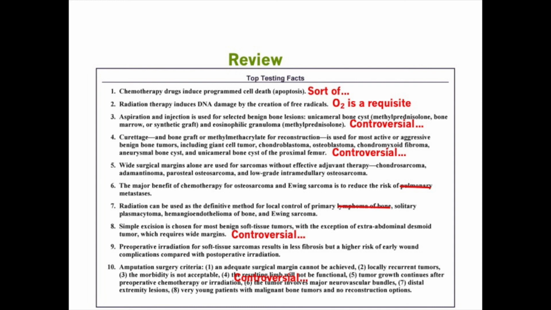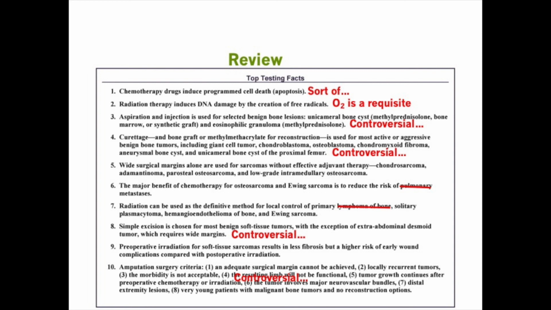The major benefit of chemotherapy for osteosarcoma and Ewing sarcoma is to reduce the risk of metastases. I crossed out pulmonary because although pulmonary is by far and away the most common, you're just trying to prevent any spread of the disease, really. And it's important to remember that we're not just focusing on the lungs here.